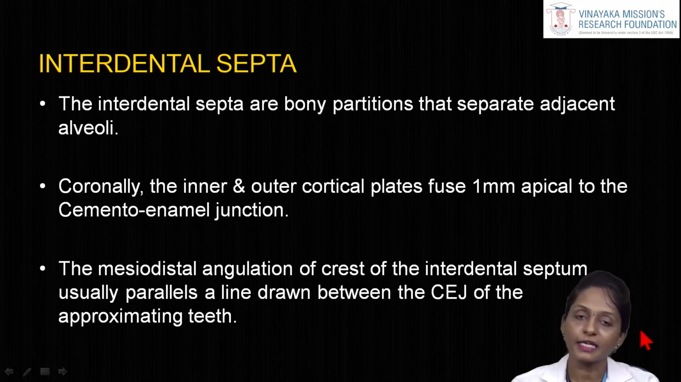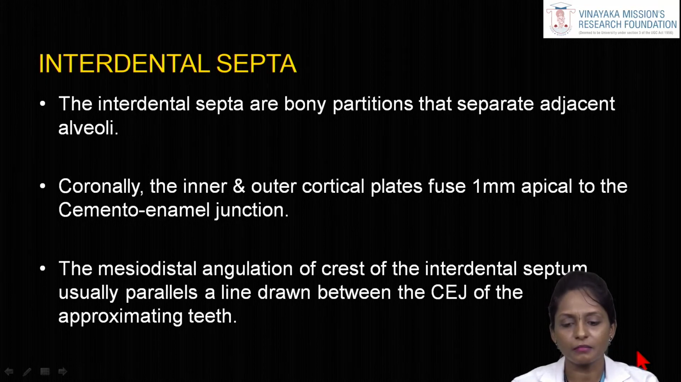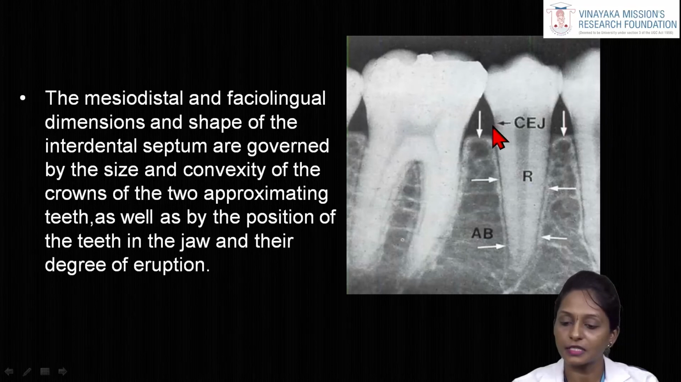So then, moving on to the interdental septa. What is this interdental septa? They are the bony partitions that separate the adjacent alveoli. You can see in this picture coronally, the CEJ here, that is 1 mm apical to the CEJ. Both these plates fuse to form an interdental septa here.